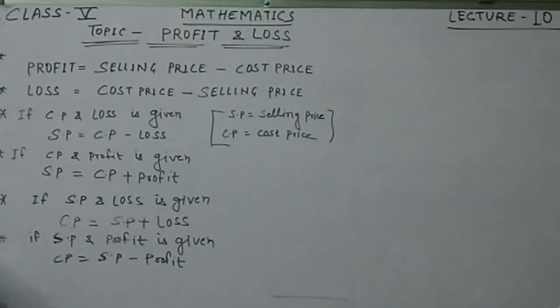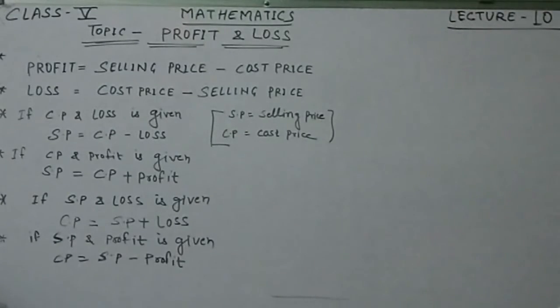In a simple way, the price at which items are bought is known as the cost price, and the price at which it is sold is known as the selling price. What is the cost price? The price at which items are bought. And what is the selling price? The price at which it is sold.